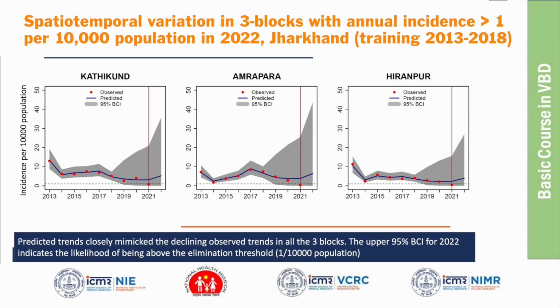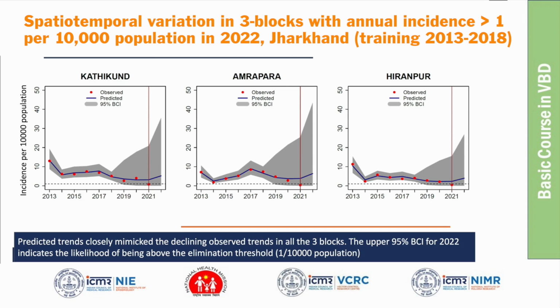We can see that there is a clear decline in the point prevalence, the point incidence, but the upper 95% confidence interval shows that an increase is expected. It may go up to 30 cases per 10,000 population. So there is a danger beyond 2021. We are expecting an increase in the number of cases which may go up to this level. So the point prevalence, point incidence alone is not sufficient. We should also consider the upper confidence interval of the predictions.